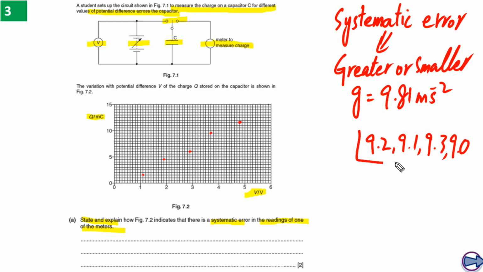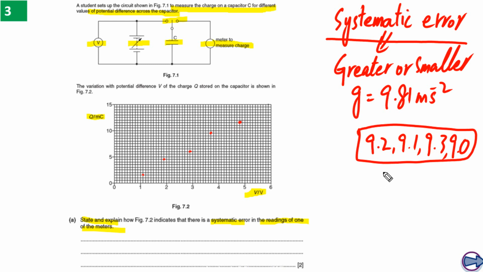As you can see here, these values are very close to each other. We can say these values are precise, but they're not accurate because these values are just lying on one side of the actual value. They're smaller than the actual value. This is also true if we got all the values greater than the actual value. So it means there is systematic error in the readings. So this is one thing.